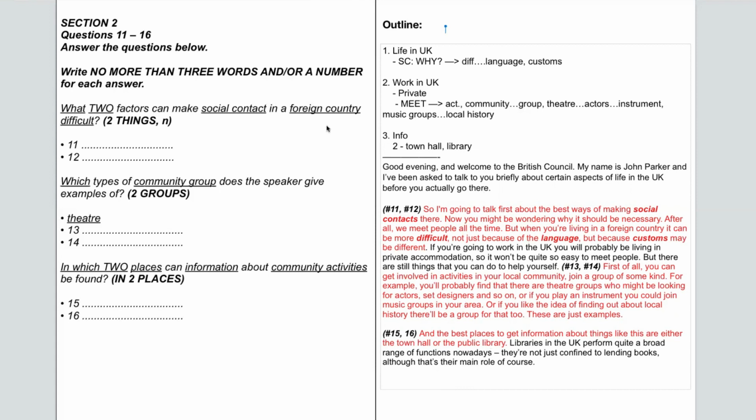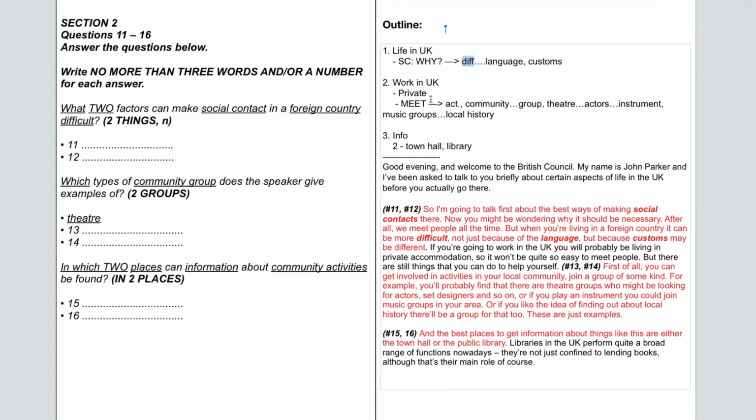All right, so first off, we see the 2 factors that can make social contact in a foreign country difficult. And here in my outline, I've written SC for social contact, the reasons why, and diff for difficult. And I had here language and customs.